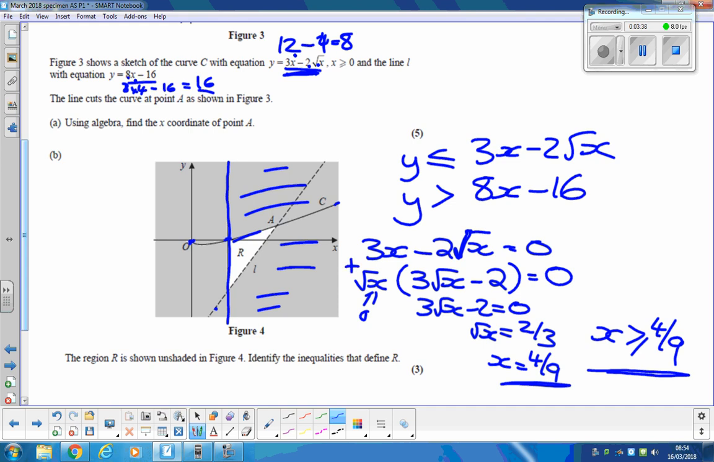If you didn't like that line there, just shift solve that one there. Or actually, you could do what we did earlier. You could let a equal the square root of x, and then you've got 3a squared minus 2a equals 0, and you could work through it like that as well.